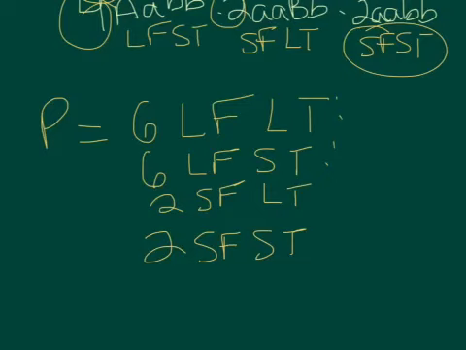So if you've done this correctly, it should add up to 16, and it does. 6 plus 6 is 12, 12 plus 2 is 14, and 14 plus 2 is 16. To give us 16 offspring, this can always be reduced to the simplest ratio, which would be 6 to 6 to 2 to 2, or 3 to 3 to 1 to 1. Okay, I hope this helps with your dihybrid crosses.